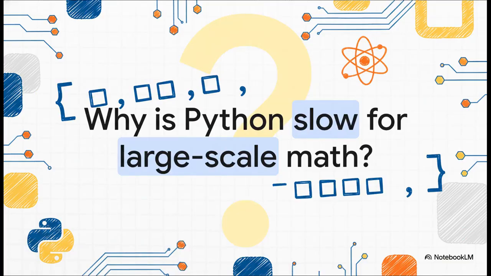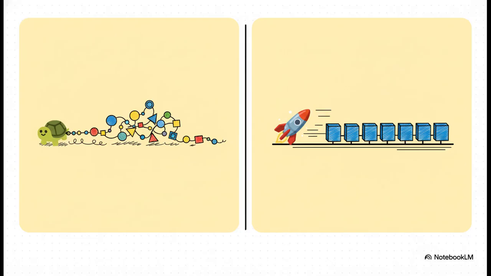I mean, don't get me wrong, Python is a fantastic language. It's flexible, super readable, easy to use. But the moment you ask it to do millions or even billions of math operations, that flexibility suddenly becomes a huge bottleneck. So what gives? Why is that? Well, this visual pretty much says it all.